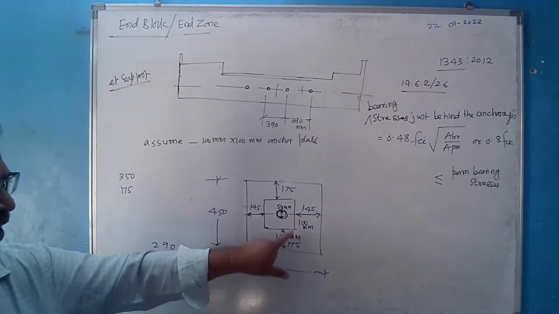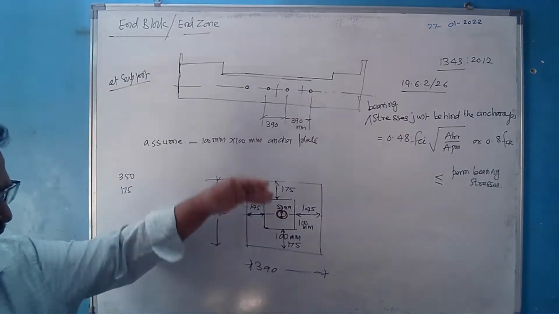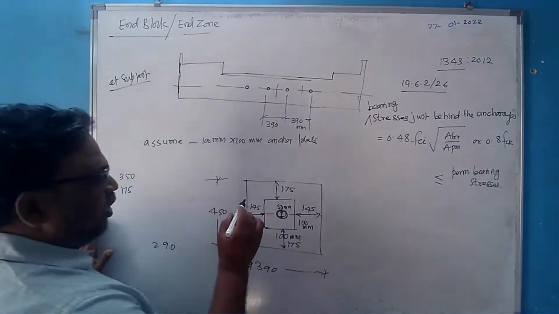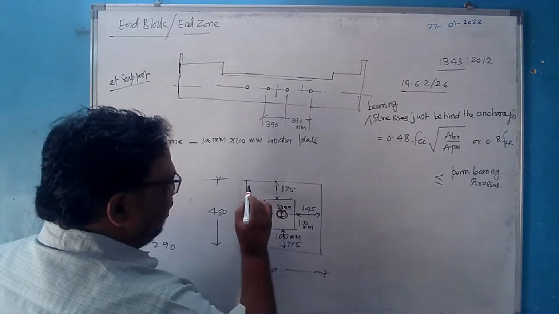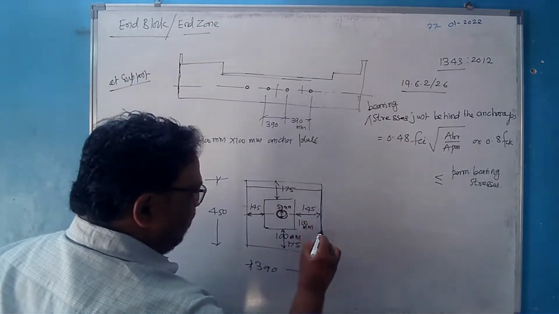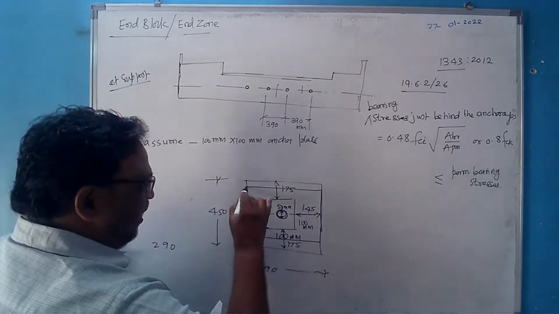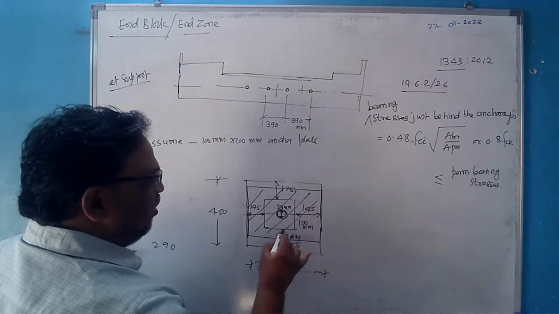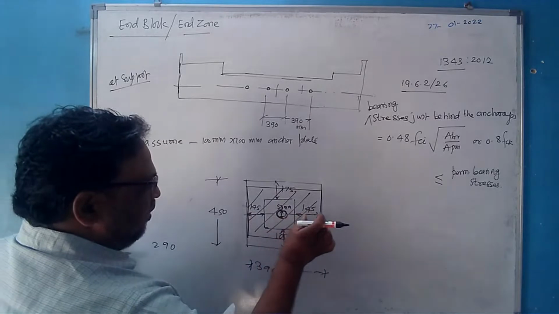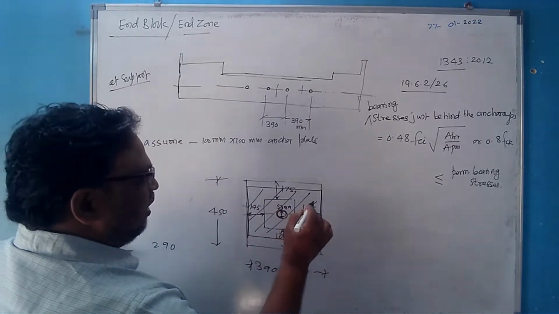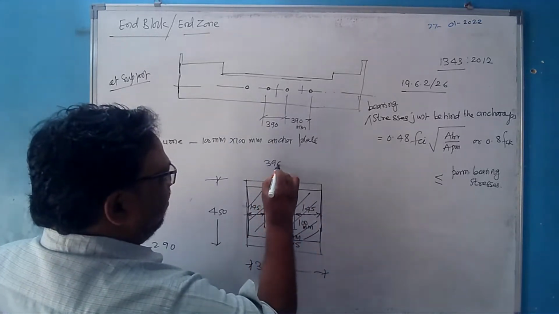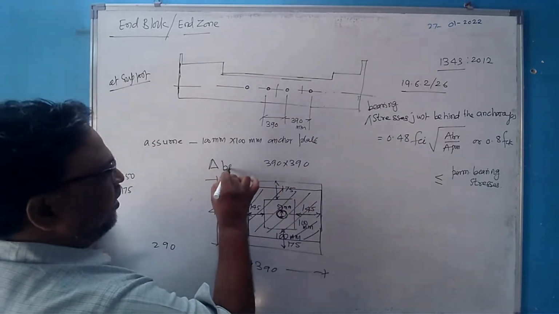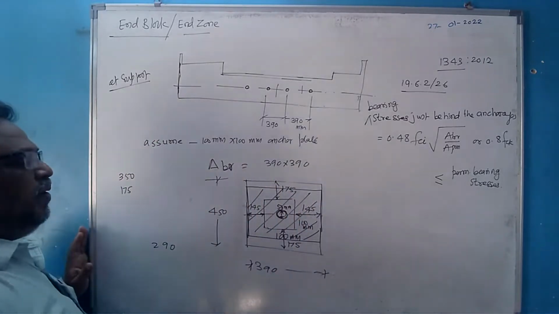So it is 145 on either side. It is 175 on either side here in the vertical direction. So the lesser of all is 145. So consider 145 on all the sides. It is 145, 145, here also 145. So this is the bearing area. What will the dimensions be? 145 plus 145 plus 100. So that will be 390 by 390, which is A bearing. This is the bearing area.